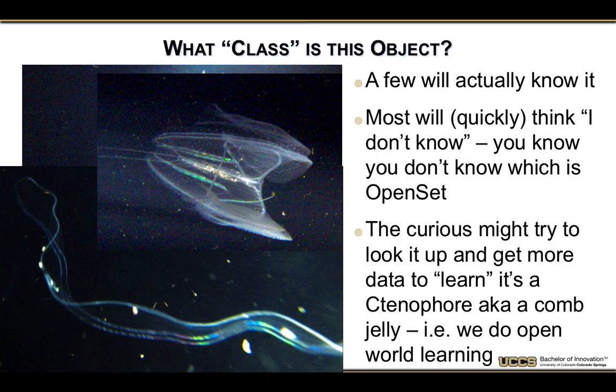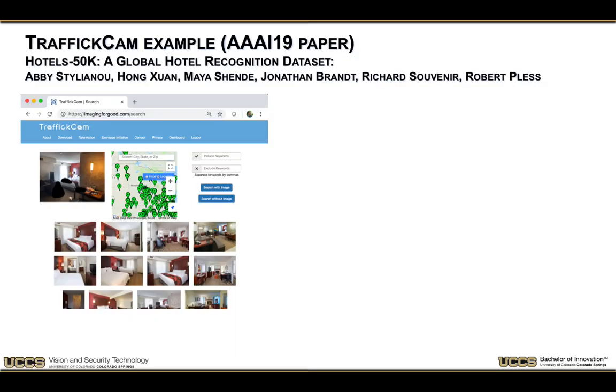The curious among you might actually go a little bit farther, go look it up, find some other images to learn that it's a centaur or called a comb jelly. And that's open world learning. Recognize you don't know it, go get more data, get some labels, learn it. That's what we as humans do as intelligent beings.